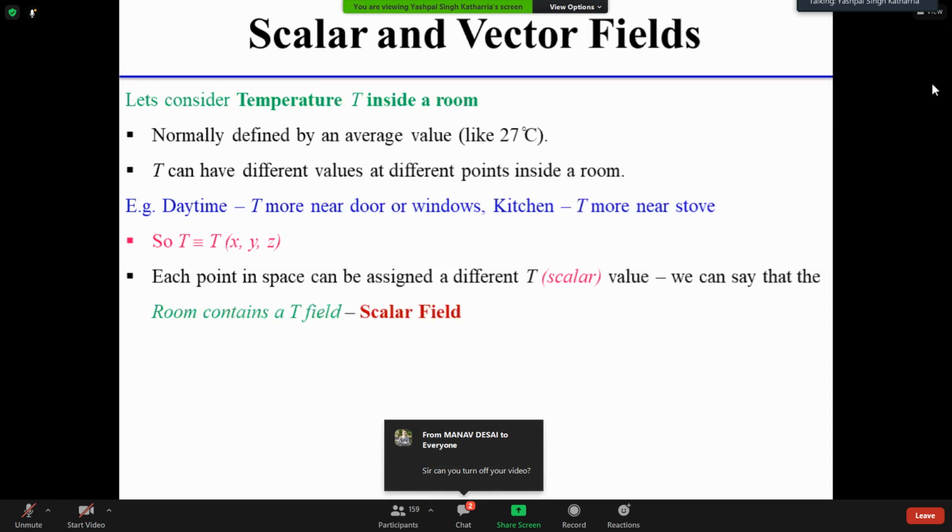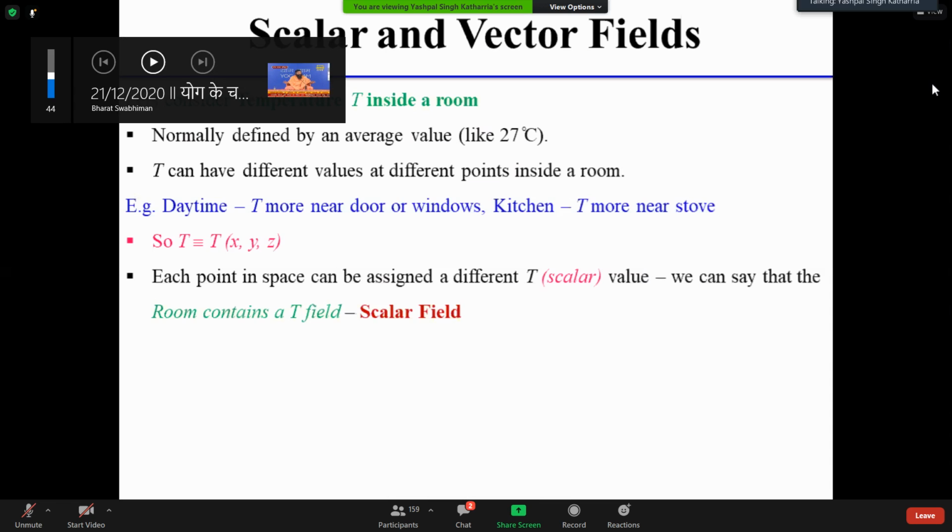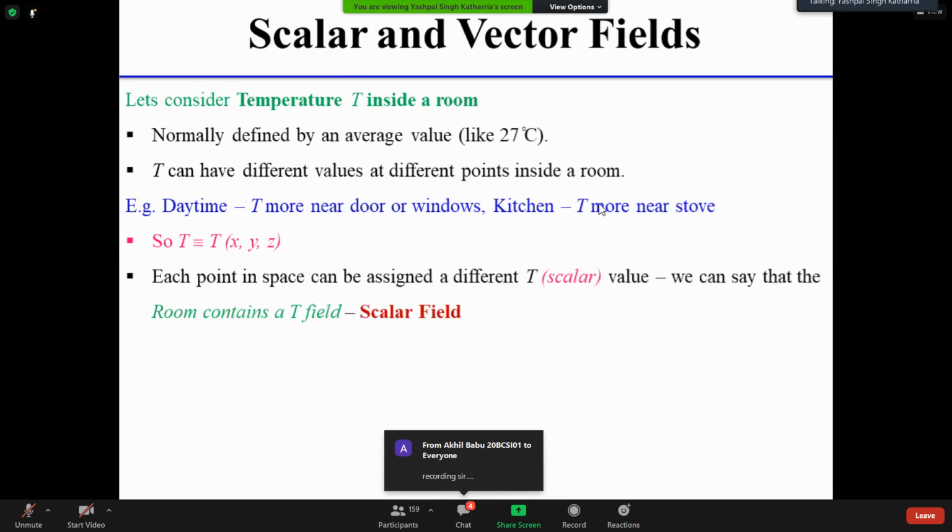Okay, so in the last class, I talked about vector and scalar fields, and we actually visualized them also. So let's go into the recap, and let me choose an example. Thank you for reminding about recording. Okay, so we'll have a recap of what scalar and vector fields could be.